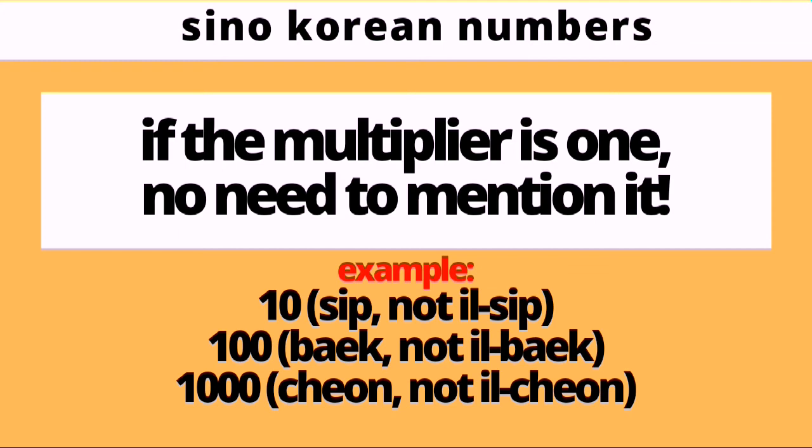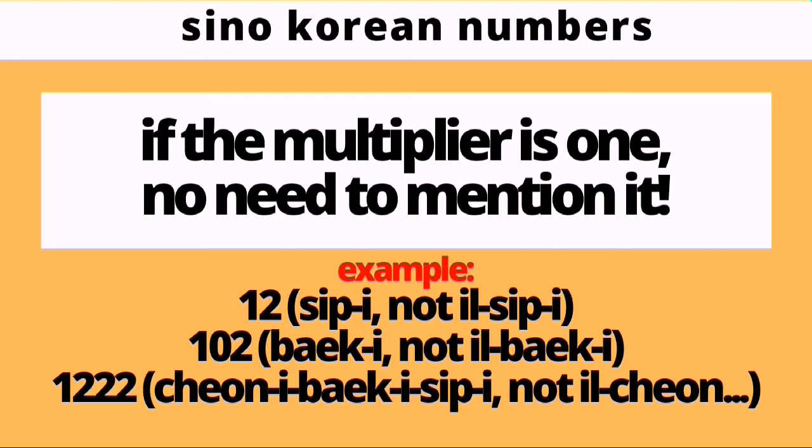It's the same as 100. It should be bek instead of il bek. And lastly, for 1,000, it should be chon, not il chon. But again, if the multiplier is not 1, then you'll need to mention that multiplier itself. More examples. If we have 12, it's ship i, not il ship i. Since the tens place is just multiplied by 1, we won't have to pronounce the il part anymore. So 12 is just ship i.